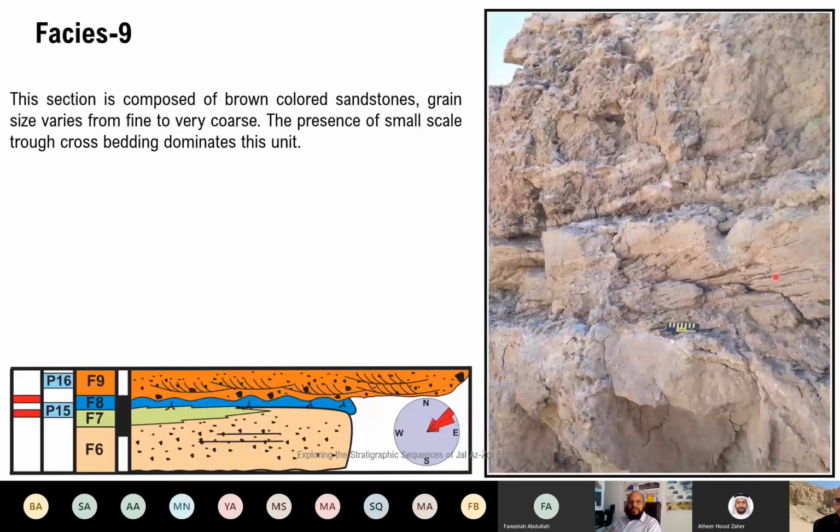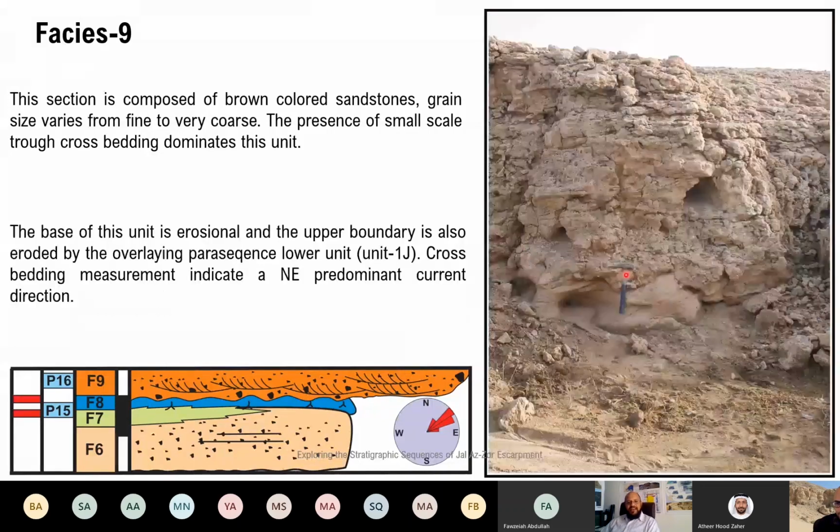Now, the next facies here, we show trough cross bedding, well sorted, but again very coarse conglomeratic with no bioturbation. F9 facies. And they normally occur above these microbialites. They have an erosional base, and they are normally eroded by the overlying sequence at the top.